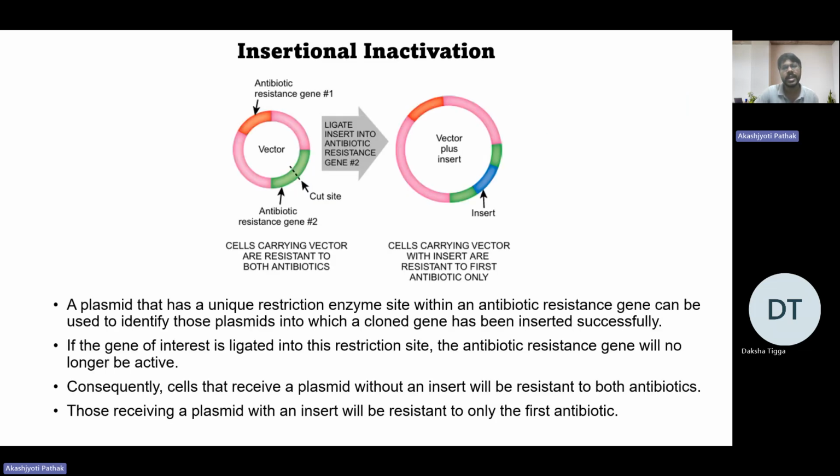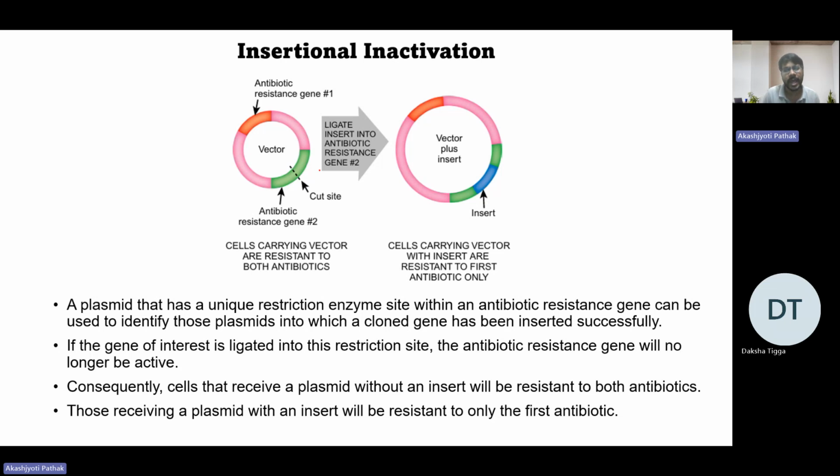So what is insertional inactivation? See this figure. This is your vector. This vector has two antibiotic resistance genes, antibiotic resistance gene 1 and antibiotic resistance gene 2. Now, this antibiotic resistance gene 2 has a multiple cloning site present inside its gene.